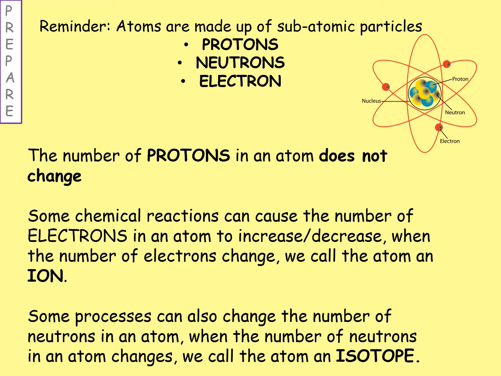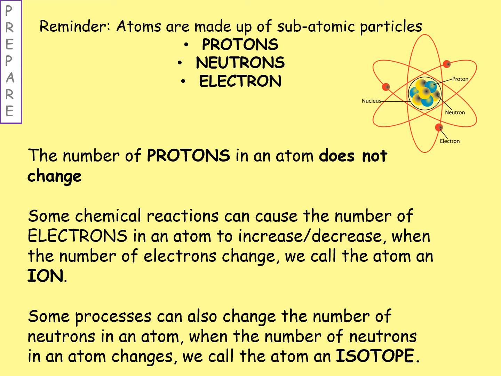Okay, so this little bit here is by far the most complicated bit, so don't worry if you need to pause the video and re-watch this bit to understand it. Just to remind you, we've mentioned already that atoms are made up of subatomic particles, and there are 3 that you need to know about. They're called protons, which are positive, neutrons, which are neutral, and electrons.